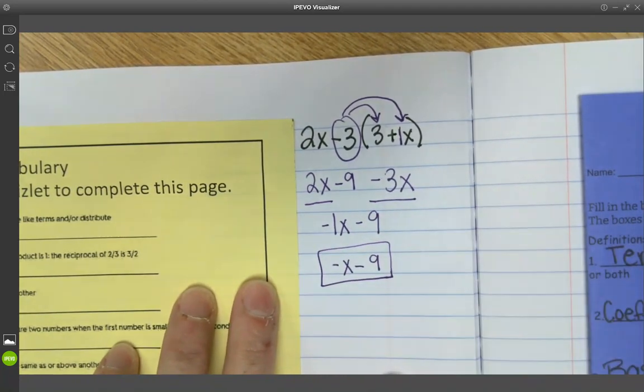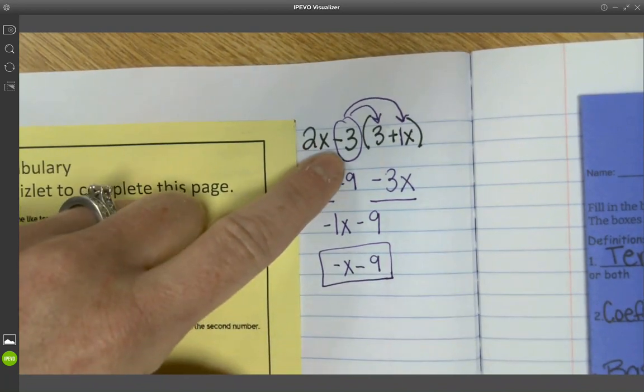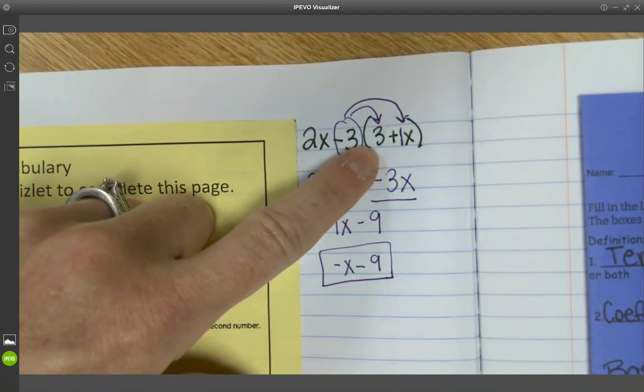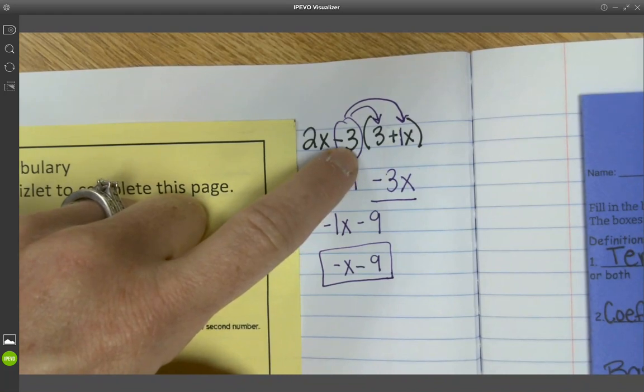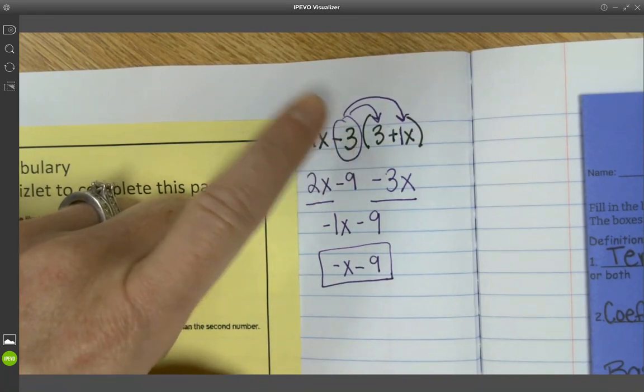You never go like multiply or anything? The only thing we multiplied is right here where there's a parentheses. Oh, yeah. When we distribute it. Other than that, no.